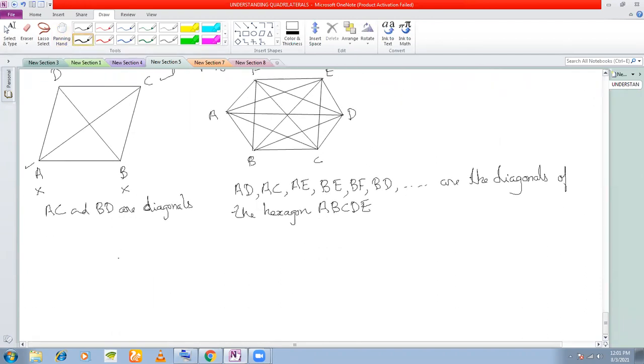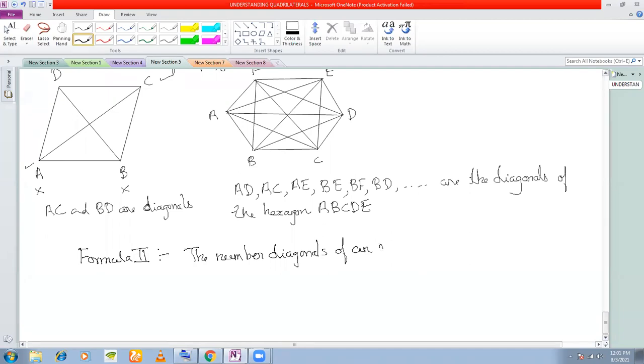Sir, for geometry, will we make another copy or continue with our math algebra copy? You can continue in your algebra copy. I told you to divide your algebra copy into 2. You can continue in your single line copy.